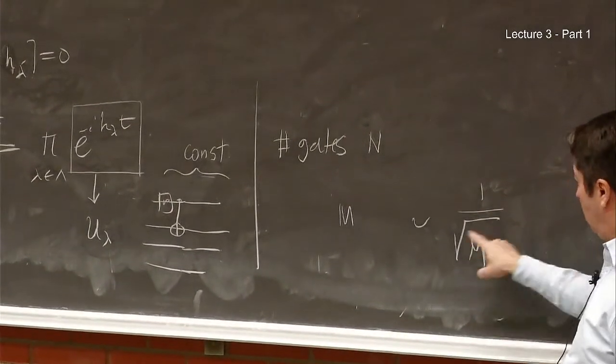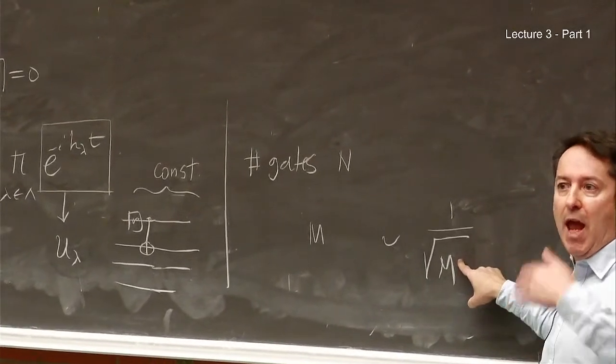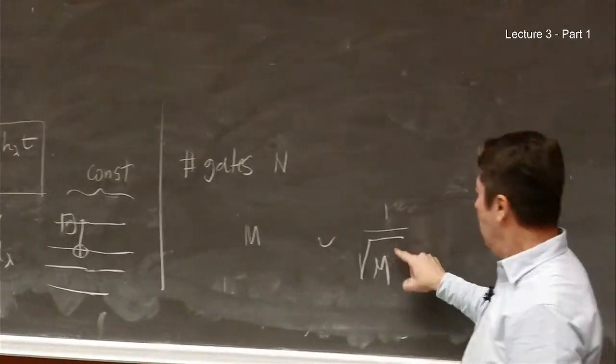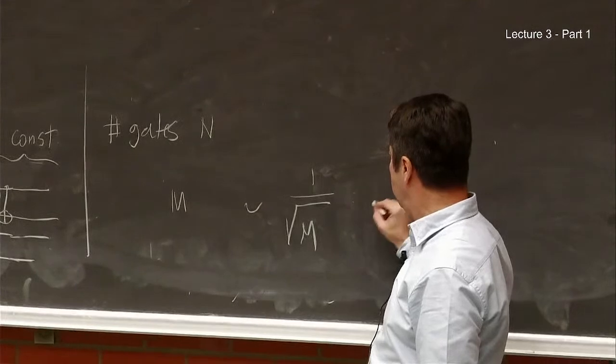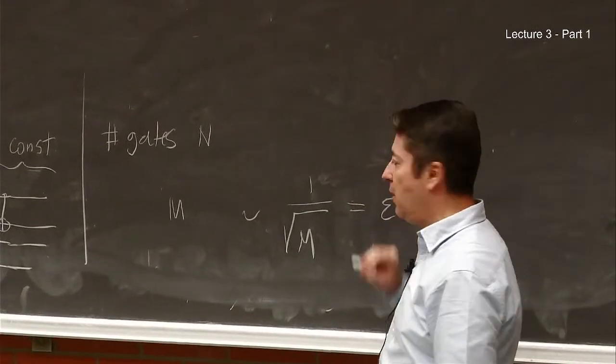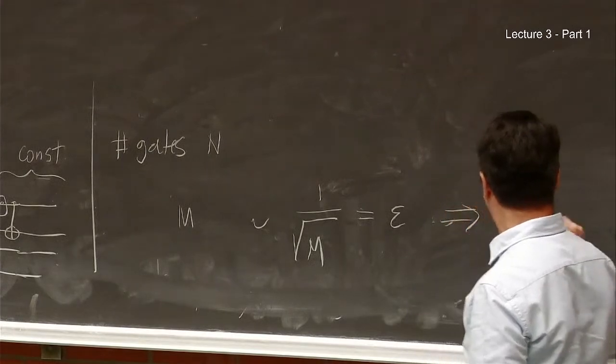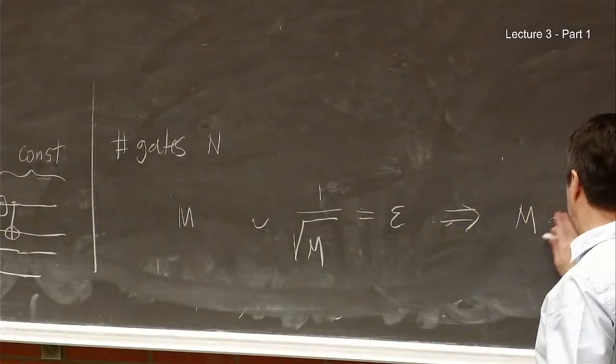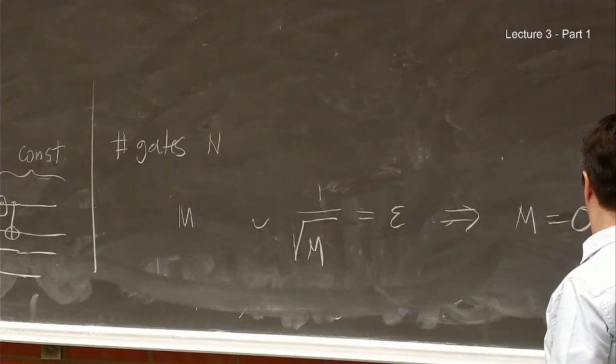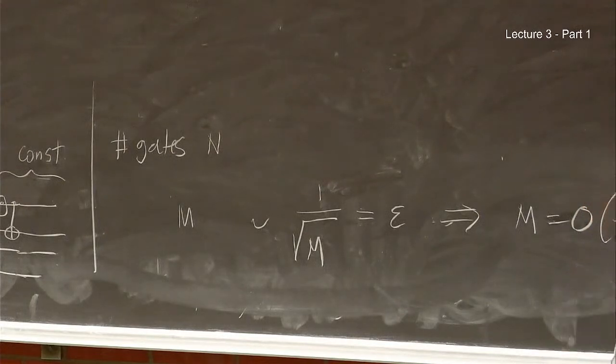So this will be the error that you will make if you have m repetitions of the experiment. So if you want to have this equal to epsilon, that's the prescribed error, it means that m has to be proportional to 1 over epsilon squared.